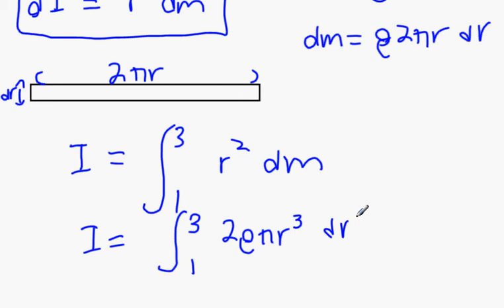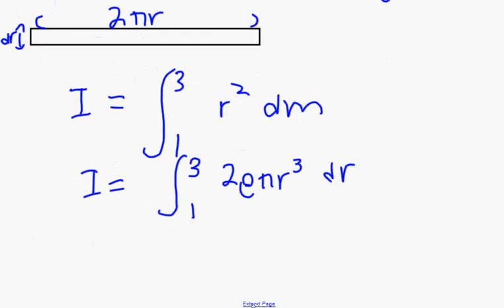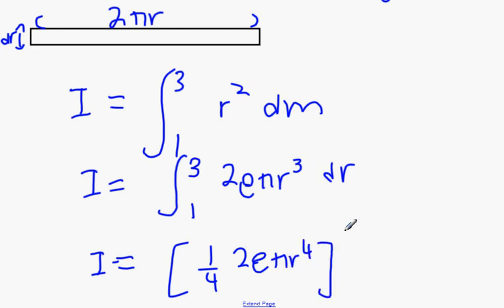Integrate. And when we integrate, what's it going to be? A quarter, 2 pi r to the power 4, 3 to 1. Now what I can do here is quickly rub out the 2 and turn that into a half.